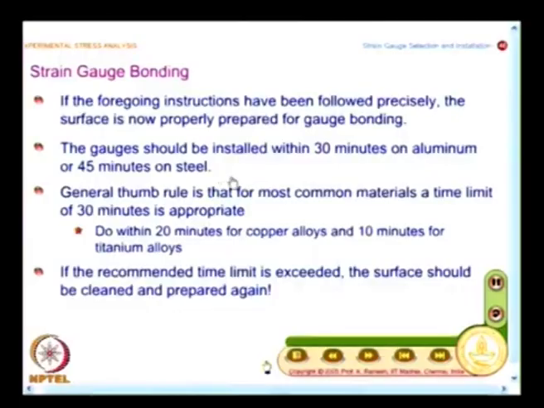If you go for copper alloys, you should do it within 20 minutes. On the other hand, if you go for titanium alloys, you should do it within 10 minutes. If you do not follow this, what happens? If the recommended time limit is exceeded, the surface should be cleaned and prepared again. This is a penalty that you will have to pay, so it is better that you see this 2-3 times and find out the procedure involved, keep all the accessories ready, and then do your installation.